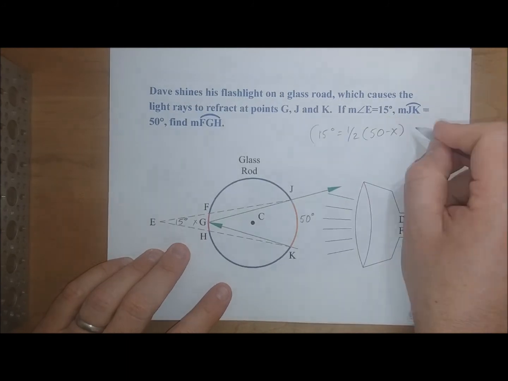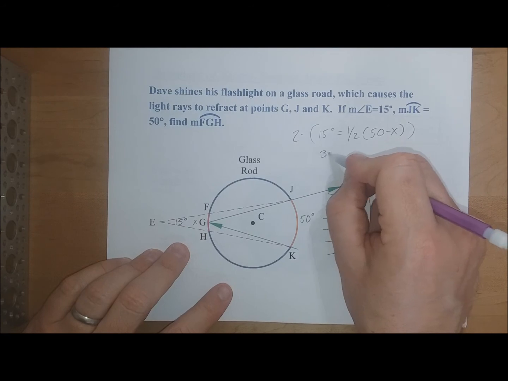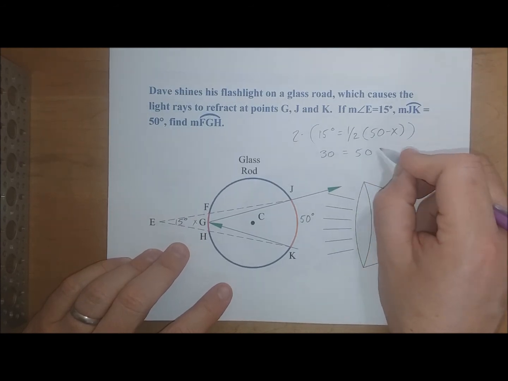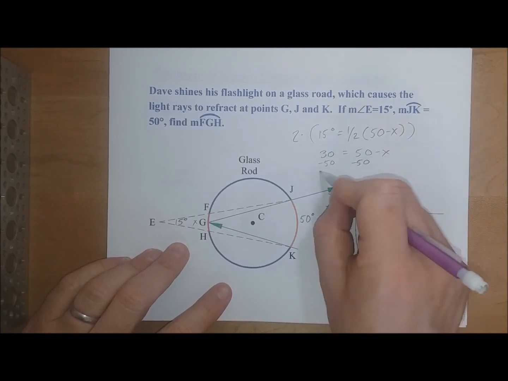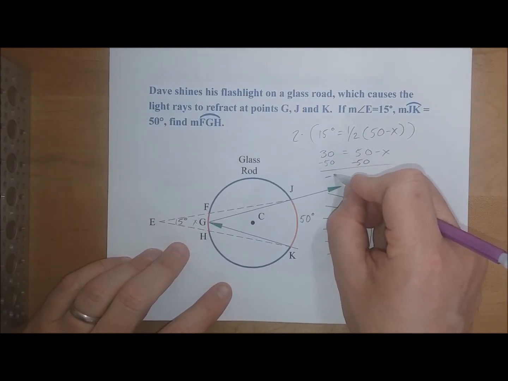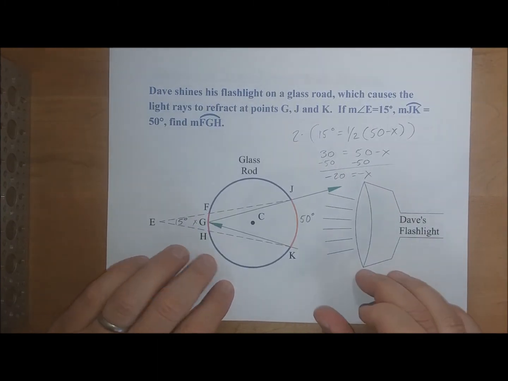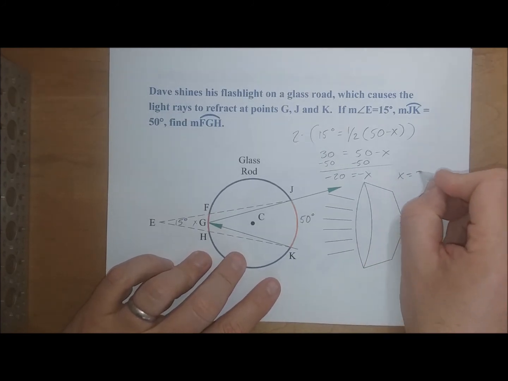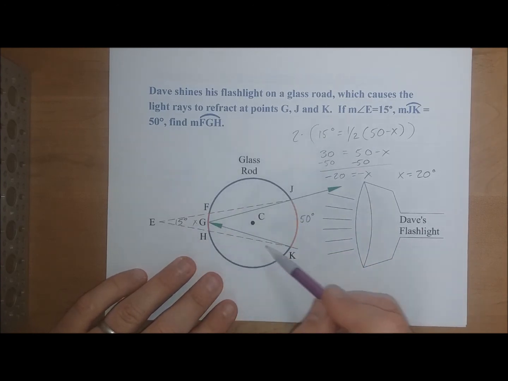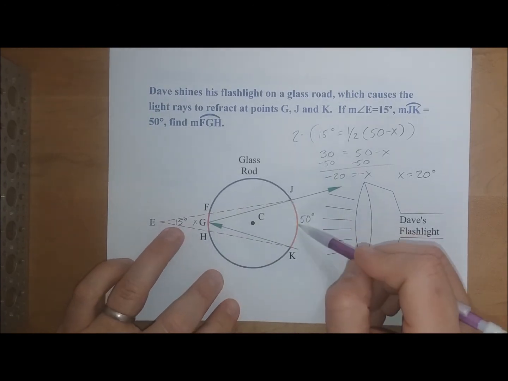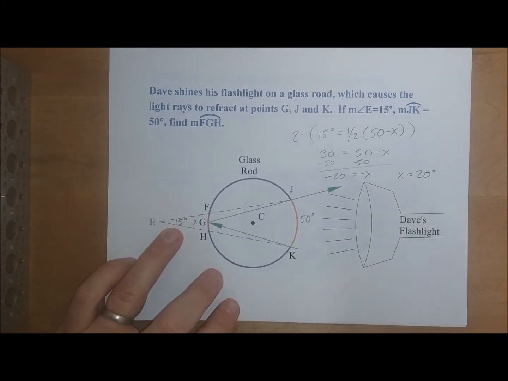All right. If you want to get rid of that fraction, multiply the whole equation by 2. 2 times 15 gives me 30 equals 50 minus x. Subtract 50 from both sides, and we get negative 20 equals, excuse me, equals negative x, right? And therefore, x equals 20 degrees. Okay, so if these secants intersect at an angle of 15 degrees and we're intercepting an arc of 50 on this side, then we're intercepting an arc of 20 degrees on that side.